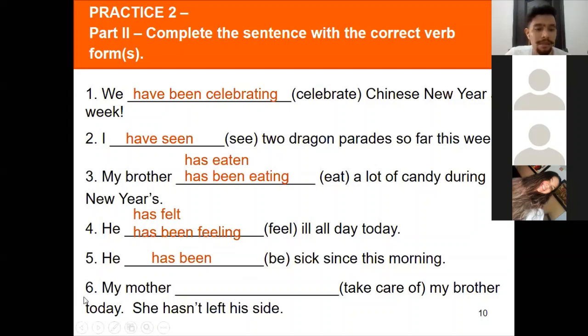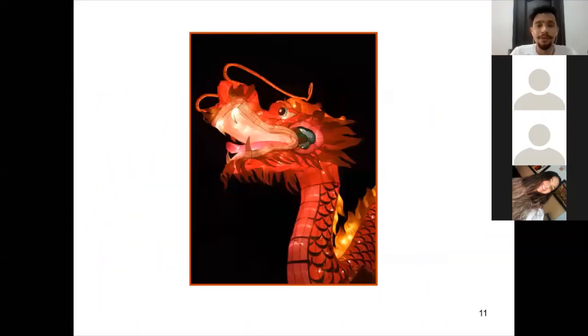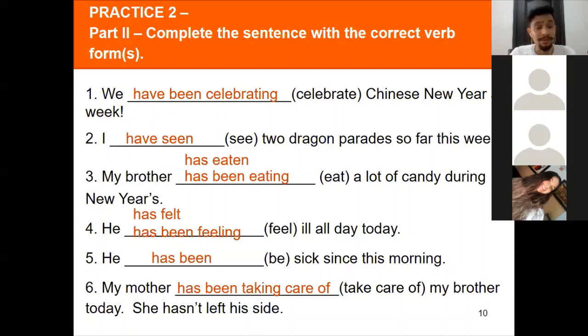And how about this? 6. My mother has been taking care of my brother today. She hasn't left his side. So guys, is this topic clear? Was it difficult? Was it hard? I think it was an easy topic, but is it clear for you? Yes. Okay, I'm happy to hear that. So this is it, guys. This is the end of this part.